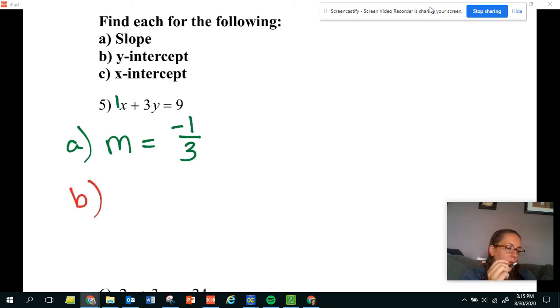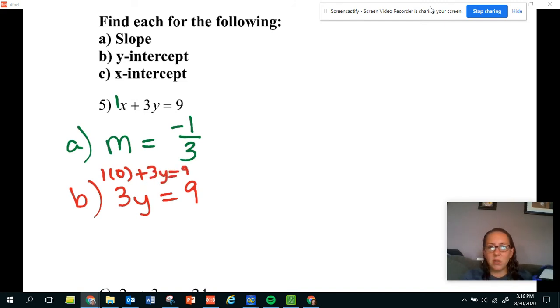y-intercept, I'm going to want to plug in 0 for x. Now, anything times 0 is 0. So that essentially just makes that x term disappear. So to figure it out, I'm going to do 3y equals 9, because if I plug in, it's the same thing as saying 1 times 0 plus 3y equals 9.